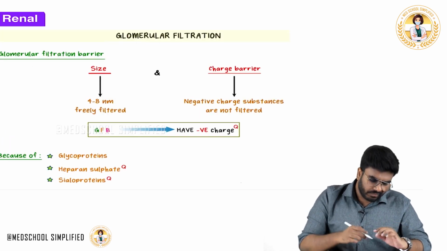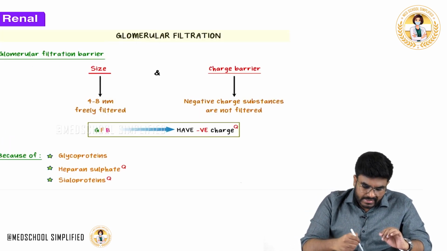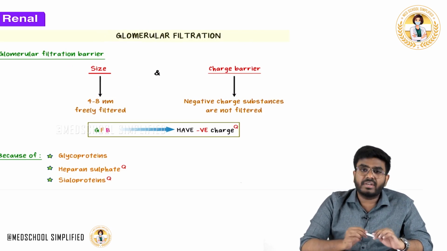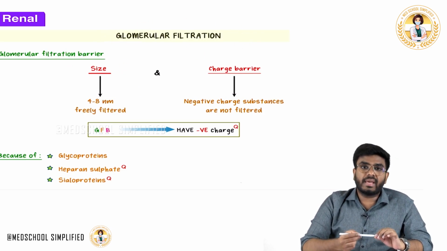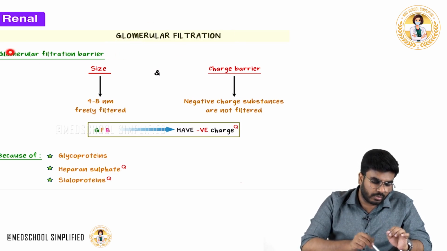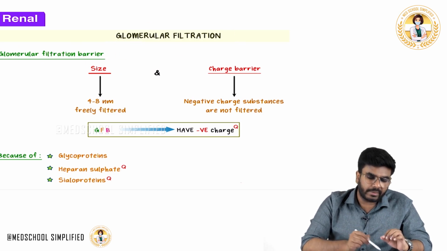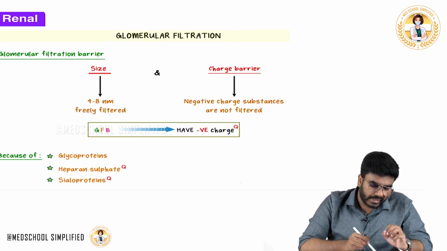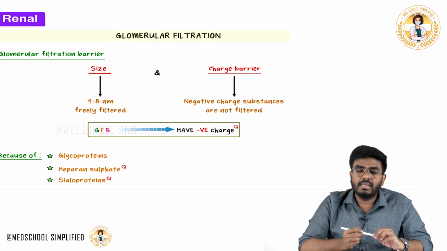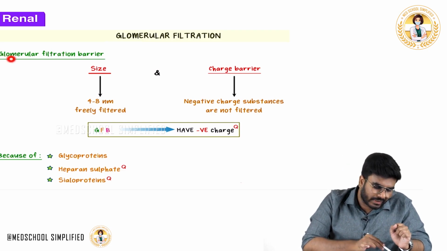Okay. Now after this, let's come back and discuss glomerular filtration. The glomerular filtration barrier is a size barrier. Why is it a size barrier? Because it allows only small size substances to be filtered. It allows only 4 to 8 nanometer substances to be filtered. If the size of a substance is more than 8 nanometers, it is not going to be filtered.